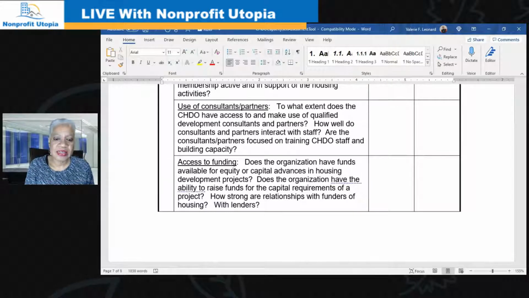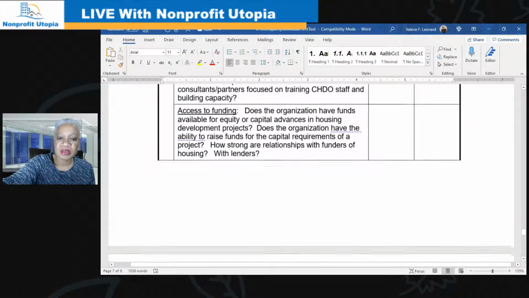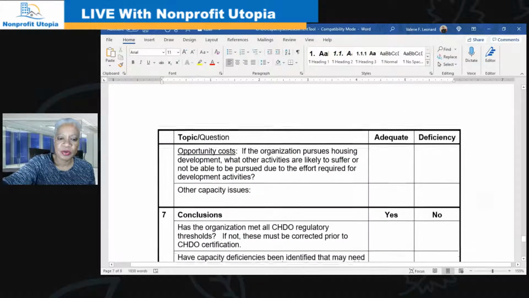Do you have access to funding? So does the organization have funds available for equity or capital advances in housing development projects? Does the organization have the ability to raise funds for the capital requirements of a project? And how strong are the relationships with funders of housing and with lenders? And again, you can tailor this question for your own purposes, regardless of what type of organization you're working with.